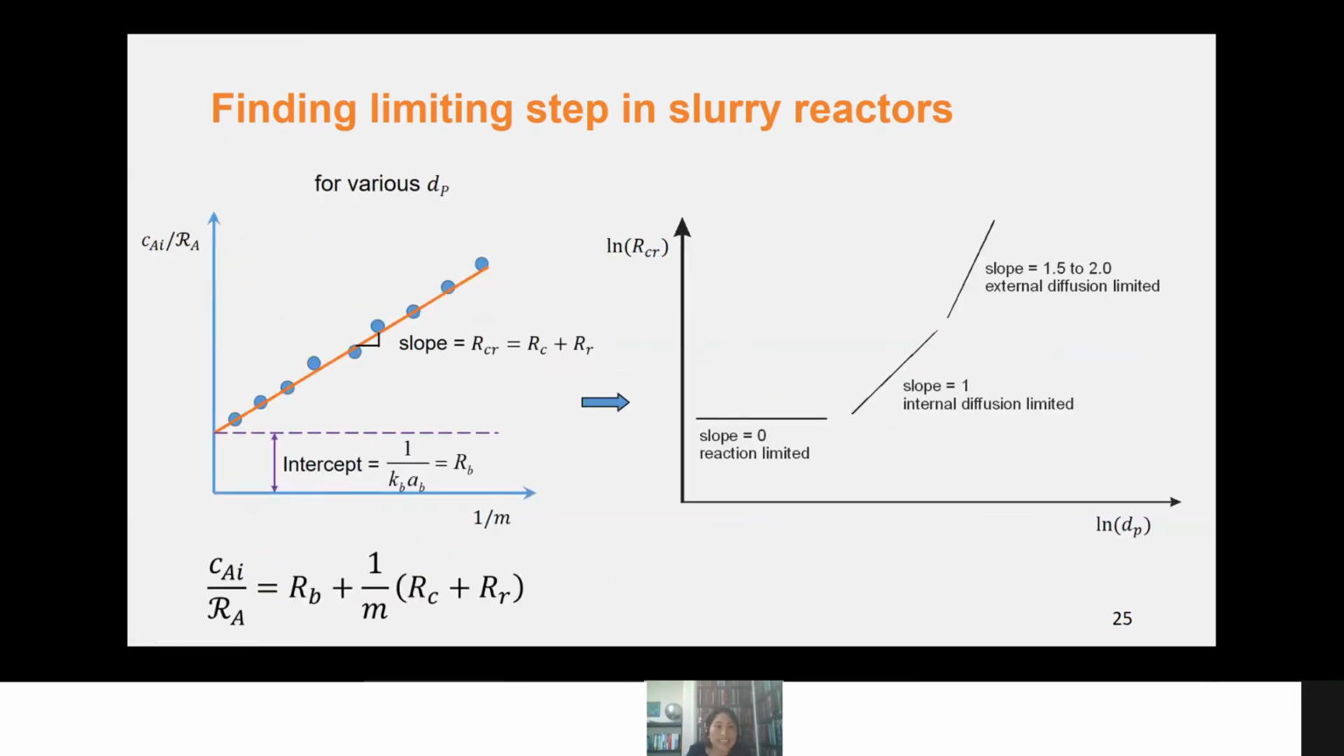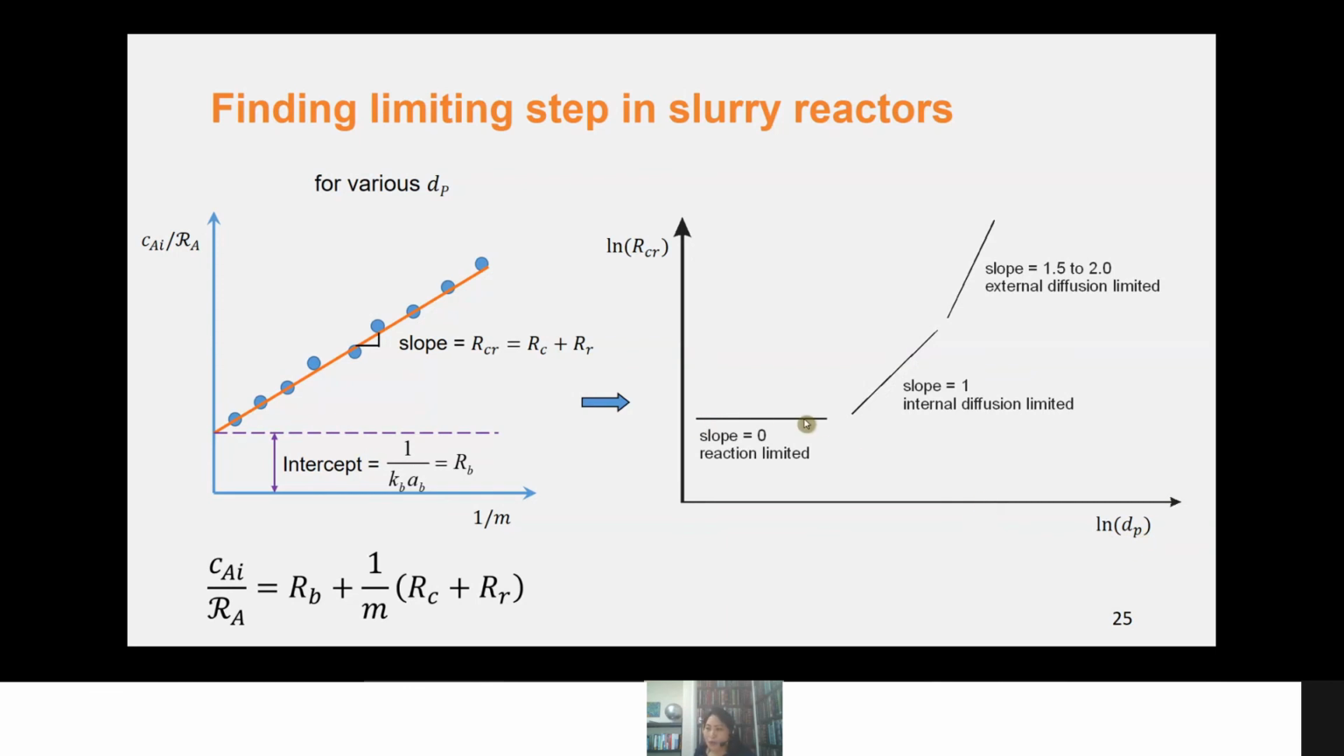We will recap from the beginning what we have talked about regarding slurry reactors. Okay, so we want to identify which step is rate limiting for the slurry reactor. We found that CAI over RA could be written as the sum of the three resistances. Then we can plot this and get an insight into the strength of the gas absorption resistance and the combined resistance. We can do the experiments at various catalyst particle sizes and then plot this. So this is the slope of your first plot. You'll have different values of this for different catalyst particle sizes, and then you plot that against the log of your particle diameter.